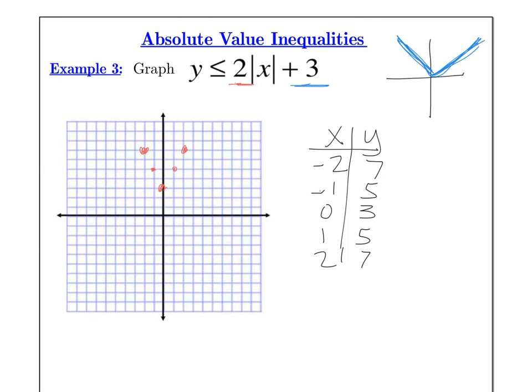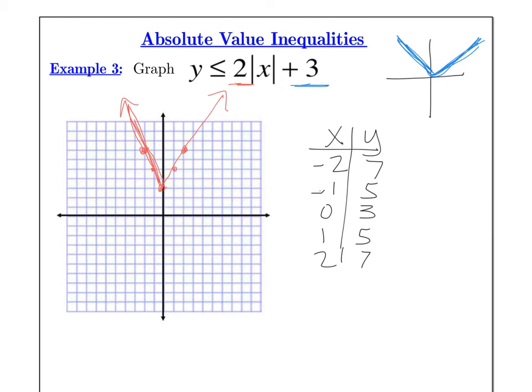Now I see my V shape. I definitely should have a V shape because it's an absolute value. So if you only see one side of your V, that's not good enough. If you have an absolute value, there should be a V somewhere on your graph. I also see that I have an equal to bar underneath my inequality symbol. So that means I'm going to do solid lines. Ooh, kind of missed there. Sorry about that.